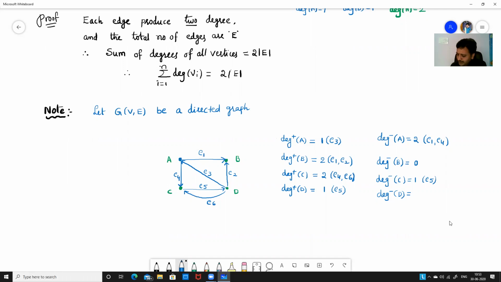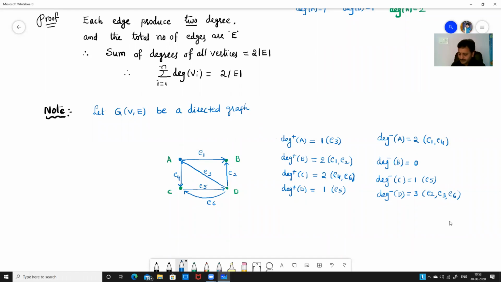Out degree of D means obviously three edges. Who are they? E2, E3, E6. That's it.